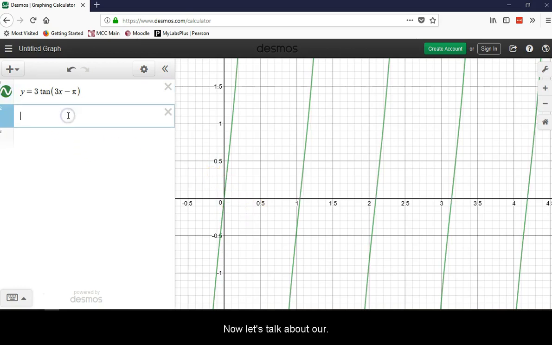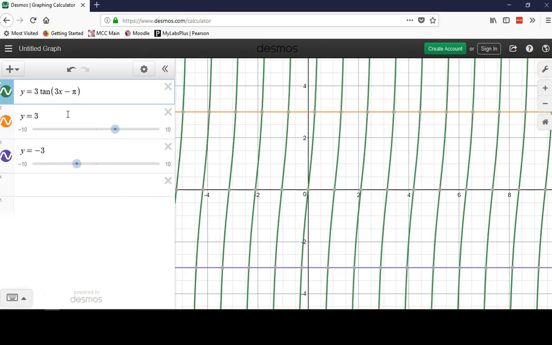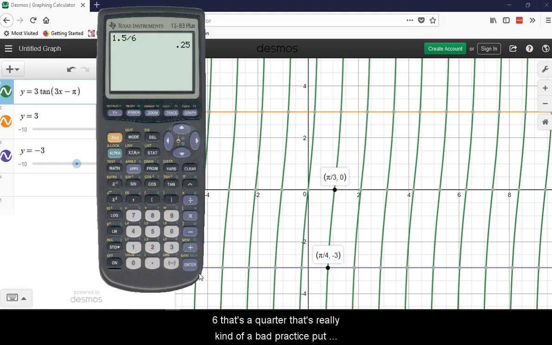Now let's talk about our grabbers. That was at 3 and at -3. Okay, so we have a lot in there. There's the pi over 3. Here's 1 down at the -3. Oh, but that doesn't look like 1.5 pi over 6, or does it? I'm going to ignore the pi for a minute. 1.5 divided by 6, that's a quarter. It's really kind of a bad practice to put decimals in your fractions. I do it because I'm lazy, but they really don't belong in there.